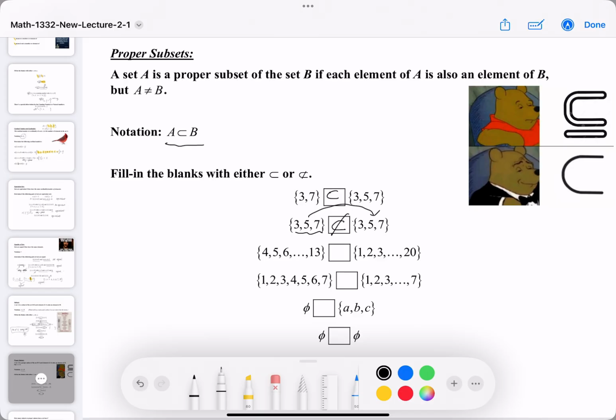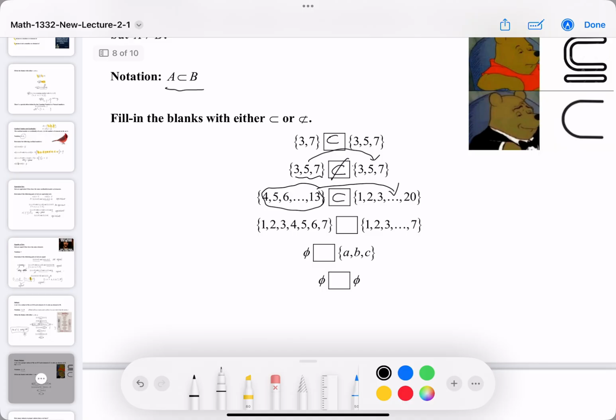Okay, 4, 5, 6, 7, until 13. And on the right is 1, 2, 3, etc., 20. So these elements are right inside of the right-hand set. So all of the elements are in the second set. So it is a proper subset, and also they are not equal.